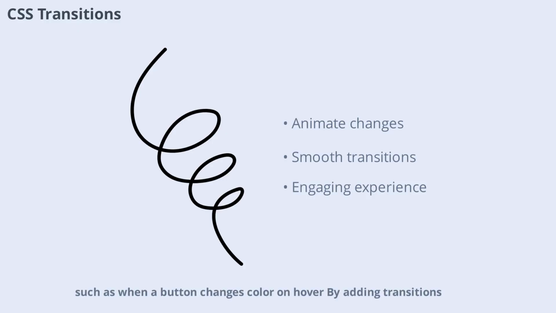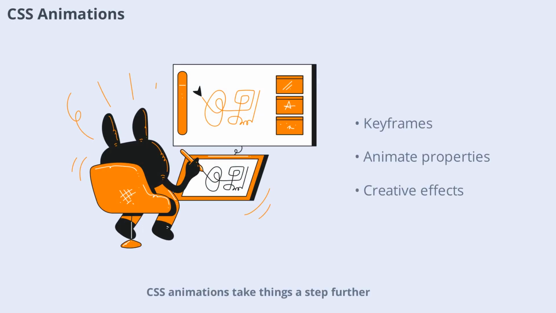By adding transitions, you can create a more dynamic and engaging user experience, making your site feel modern and interactive. CSS animations take things a step further, allowing you to create keyframe-based animations for elements. You can animate movement, color, size, and more. Animations can draw attention to important parts of your site or simply add a touch of fun and creativity.